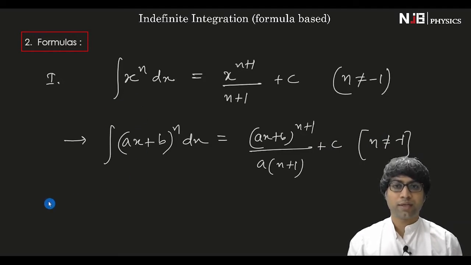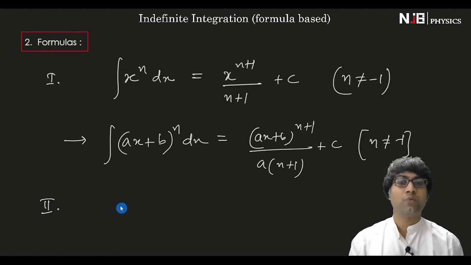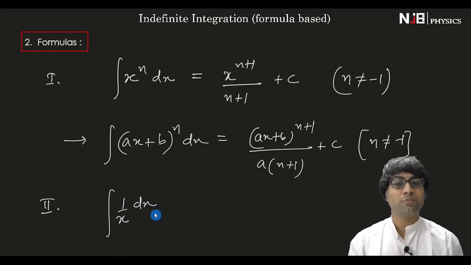Let's talk about the second formula. Second formula, what if this n is equal to minus 1? That means we're talking about a case where we have to integrate 1 by x with respect to x. That means we want to find the integral of dx by x. So this is going to be equal to ln of x plus c, which is obvious because if you differentiate ln x, it is going to be 1 by x. So the integration of 1 by x is going to be ln x.